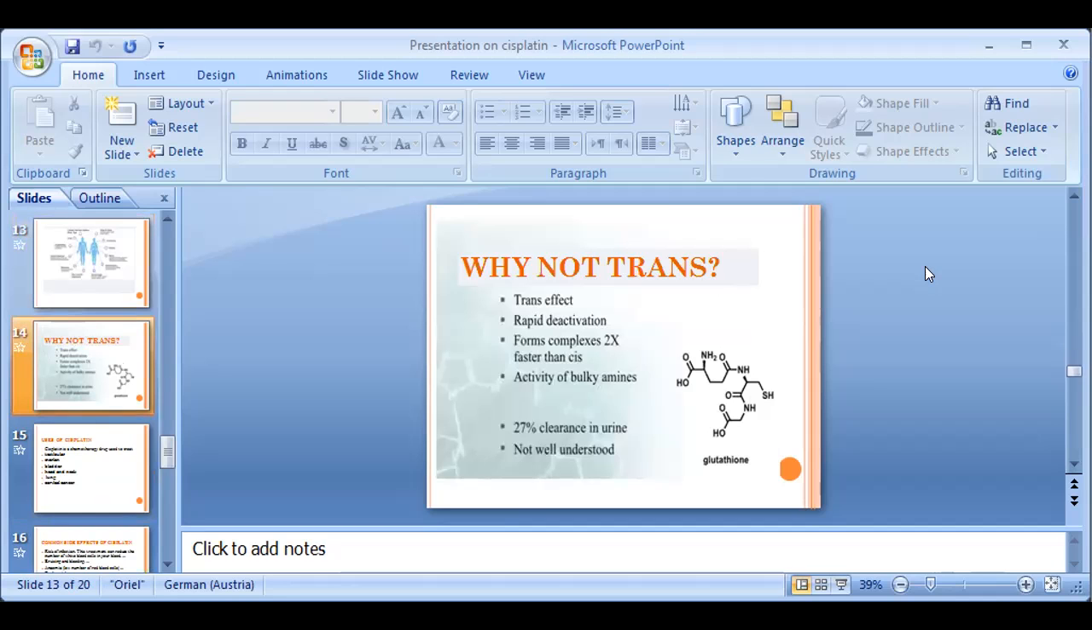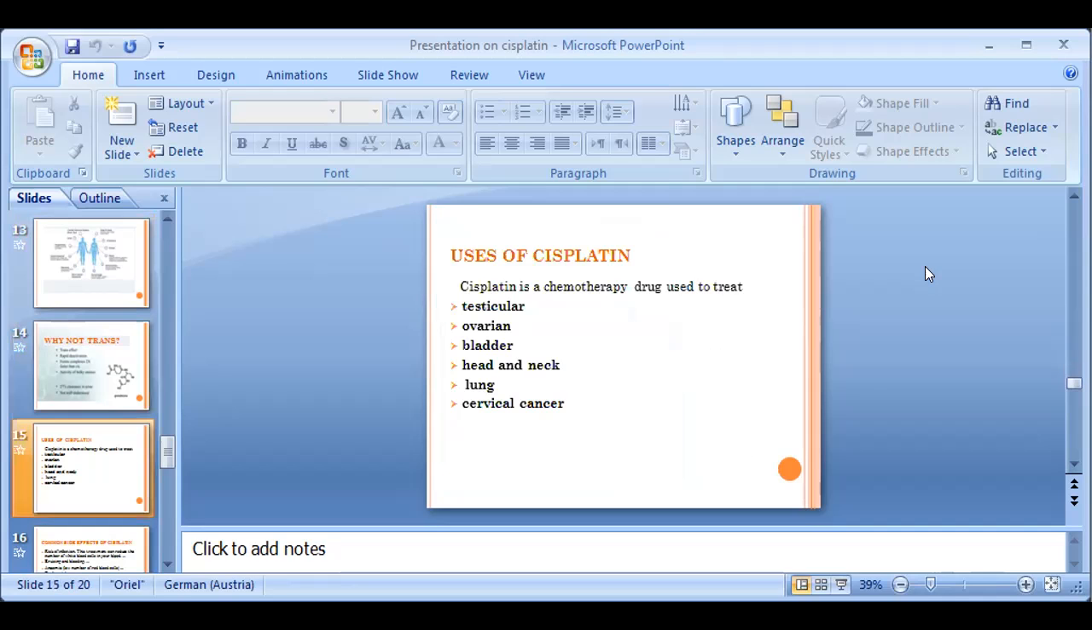Why not trans? Trans-platin undergoes rapid deactivation and forms complexes faster than cis. Activity of molecular enzymes: 27% clearance in urine, not well understood. Uses of cisplatin. Cisplatin is a chemotherapy drug used to treat testicular, ovarian, bladder, head and neck, lung, and cervical cancer.